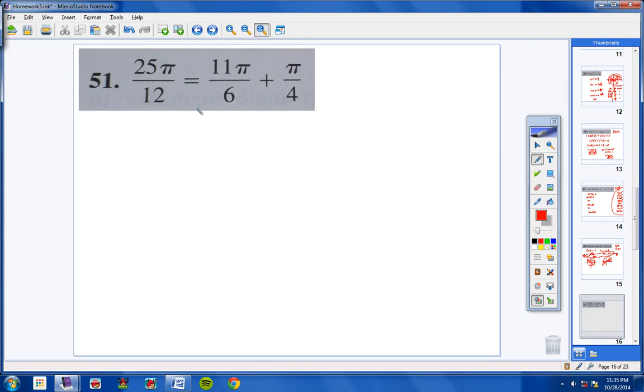Okay, 51. Now, the directions for 51 say to find the exact values of sine, cosine, and tangent by using a sum or difference formula. Okay, now, I would strongly encourage you to use degrees, okay? Believe me, it's a smart thing to do, okay? So, this here is, hold on one second.